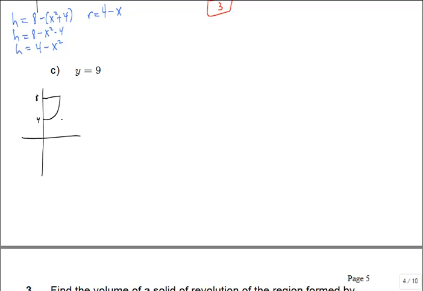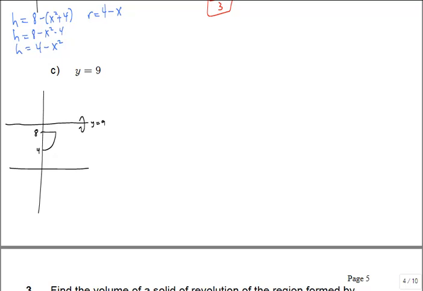This time, we're going to rotate it around the line y equals 9. Actually, I'm going to lower this down because 9 is going to be kind of up there. So let's draw it a little bit lower. Here's my region. Here's 4. Here's 8. So y equals 9 is a horizontal line at a height of 9.